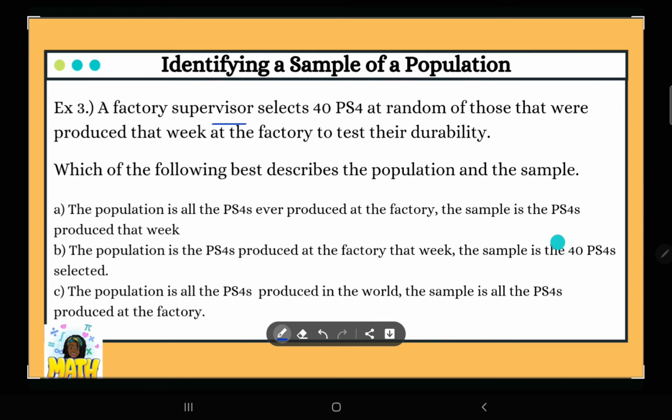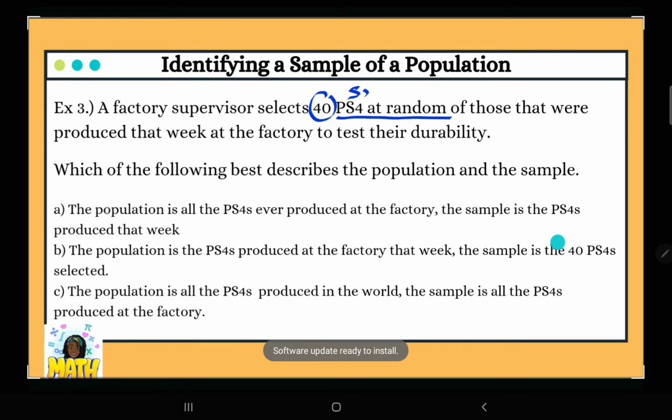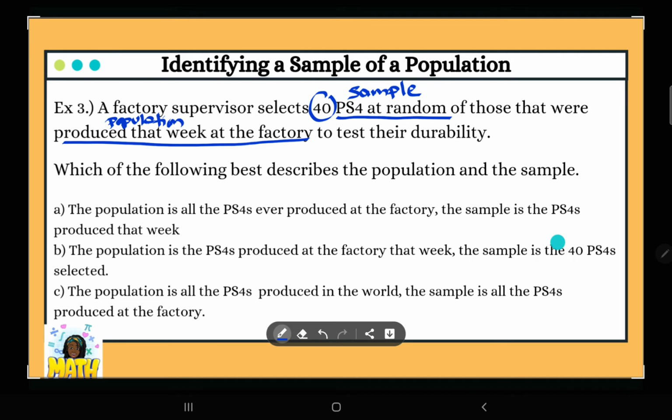So here we see that the factory selects 40 at random. So that's going to be my sample. And they are selecting out of what was produced that week. So that would be my population. The PS4s that were produced that week at the factory would be my population, and the 40 that were selected is my sample.